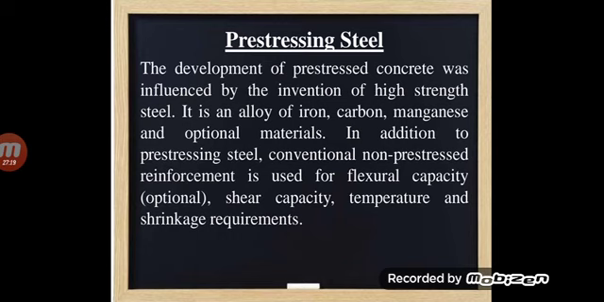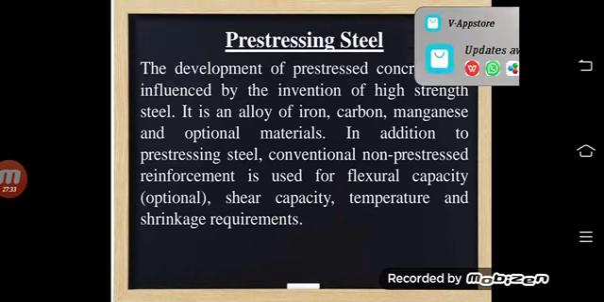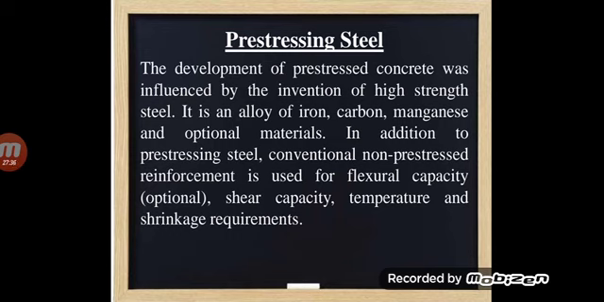Next, the important one, the pre-stressing steel. The development of pre-stressed concrete was influenced by the invention of high strength steel. Thus the steel which we use for the pre-stressing member should be of high strength. It is an alloy of iron, carbon, manganese and optional materials. In addition to pre-stressing steel, conventional non-pre-stressed reinforcement is used for flexural capacity, shear capacity, temperature and shrinkage requirements. So in addition to pre-stressing steel, we can also use non-pre-stressed reinforcement, meaning the normal reinforcing bars, to increase the shear capacity, temperature and shrinkage requirements.